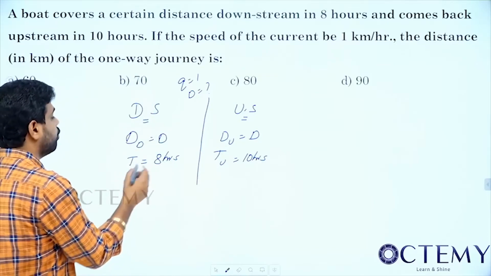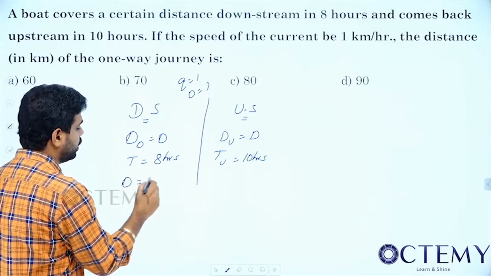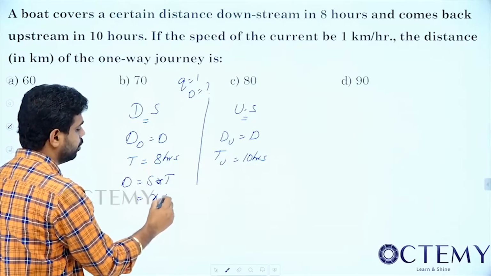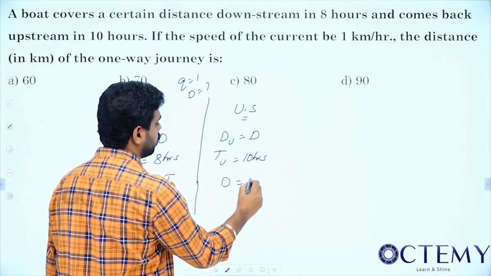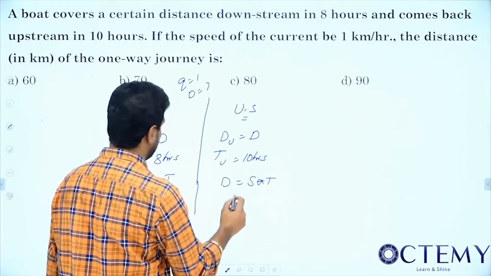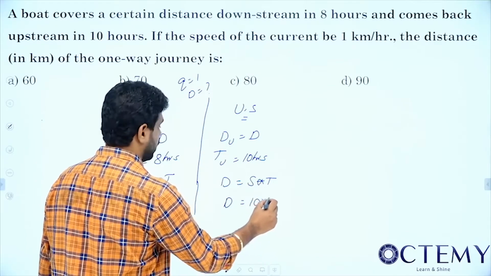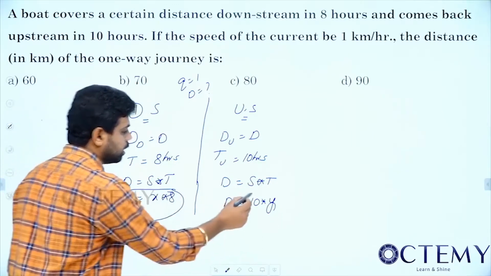Okay, so now from this I can say, or else you take it like this. Distance equals what? Speed into time. So this is x into 8, D equals. In the same way here also, distance equals speed into time. So this distance is equal to 10 into y. Am I correct? 10 into y. This is distance and this is also distance.